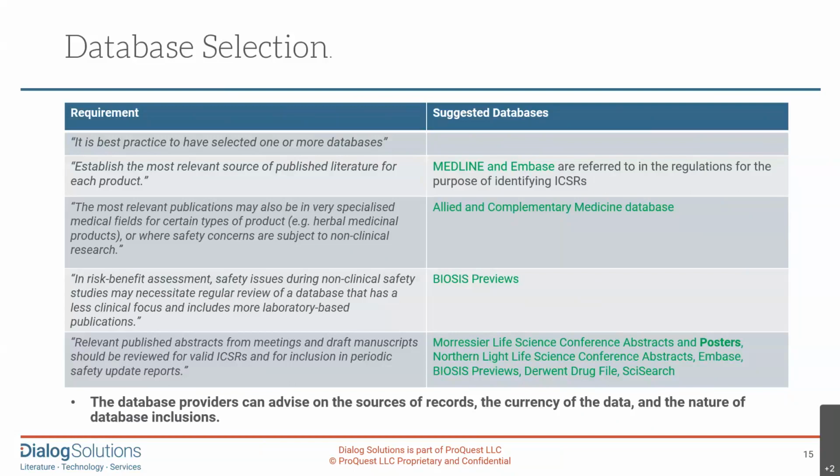And then speaking of conferences, again, the regulations reiterate that relevant published abstracts from meetings should be reviewed. And Embase covers conferences, Medline does not. Biosis covers some conferences. And then there are also some specialist conference databases, such as Northern Light Science Conference Abstracts. And there's a new player in this field called Meressier Life Science Conferences and Abstracts.